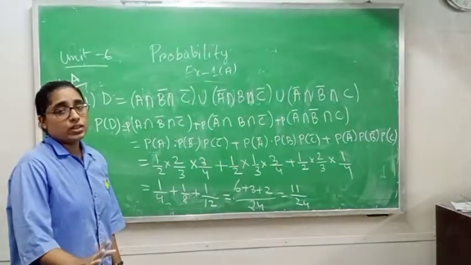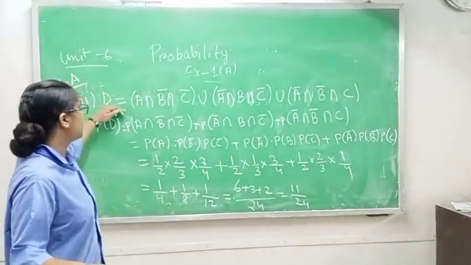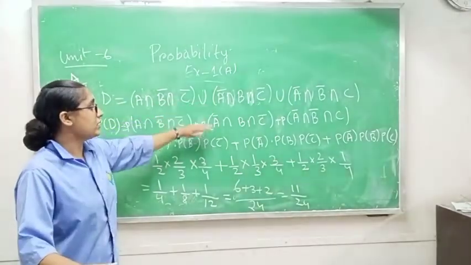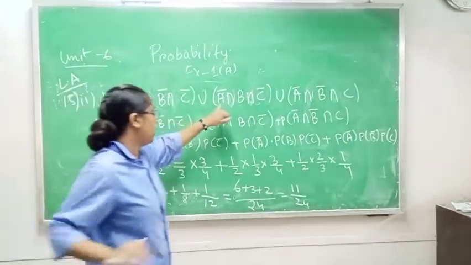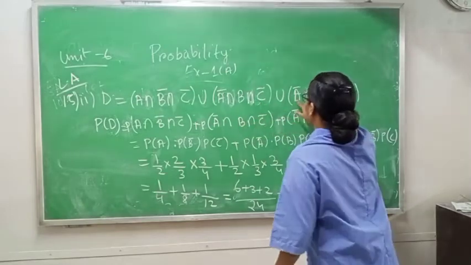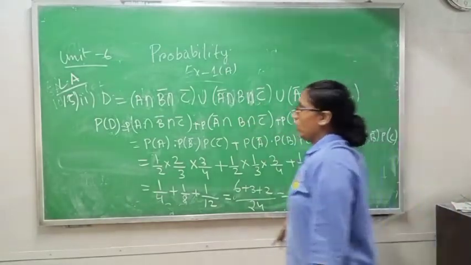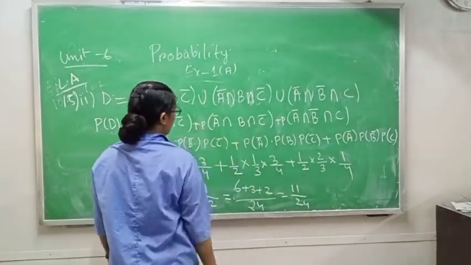Okay, but in the question they are asking only one of them can solve it correctly. It means that D equals A can solve correctly, B and C cannot. Union sign means addition sign, because you know that union sign will convert to addition sign. Now A cannot, B cannot, but B can do correctly. A cannot, B cannot, but C can do correctly. Okay. Now I have written, and after this I am giving plus sign because union will convert to plus.